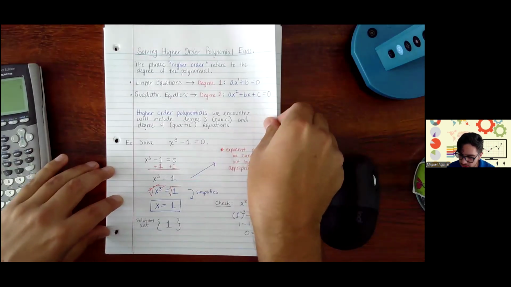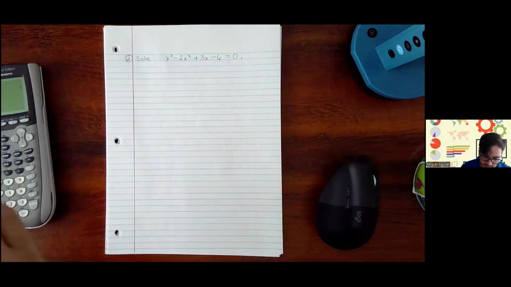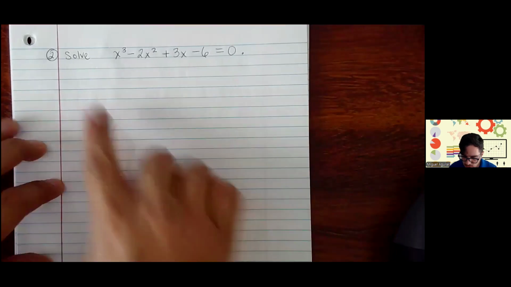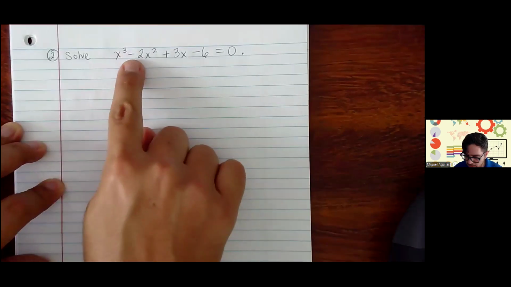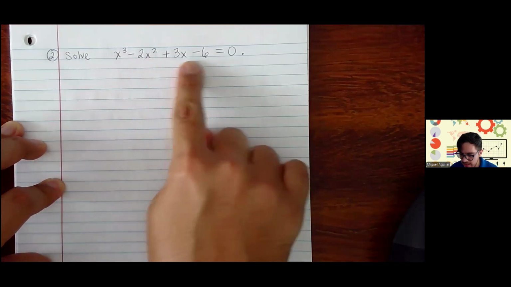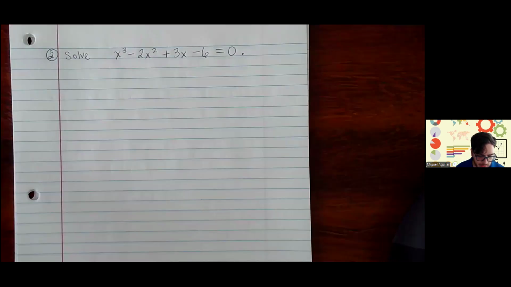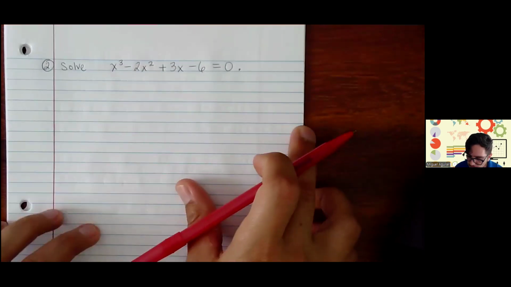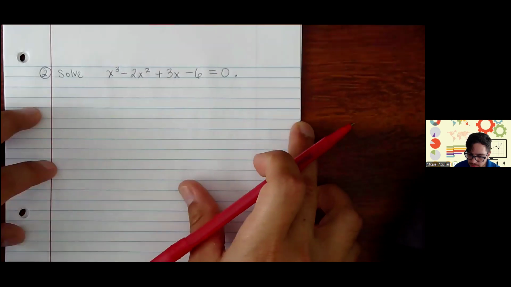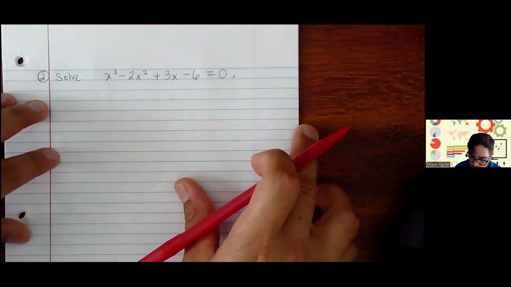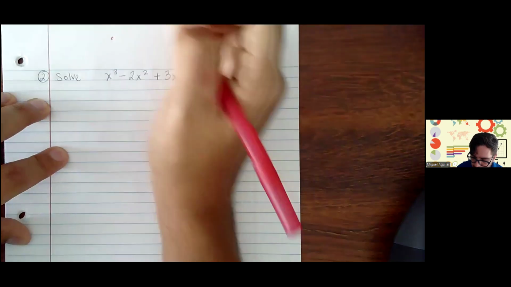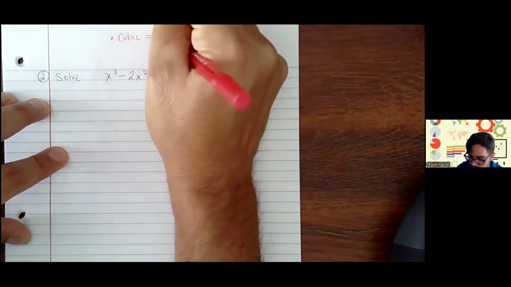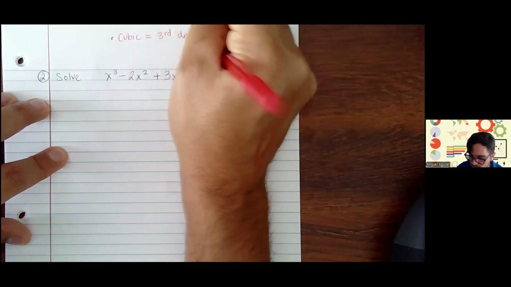Okay. Let's take a look at the next example. Okay. So this equation says solve x to the third power minus 2x squared plus 3x minus 6 equals 0. Okay, and that's kind of a lot of terms here. So there are a couple of details that we want to sort of pay mind to, and that is one, this is a cubic or a third degree polynomial.